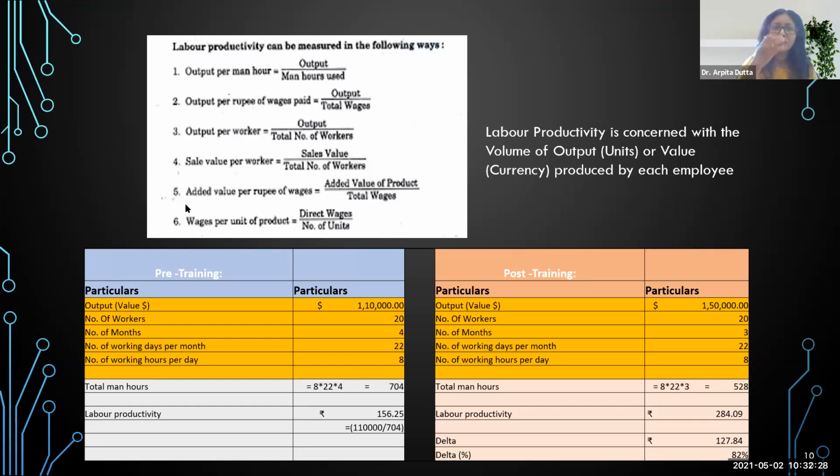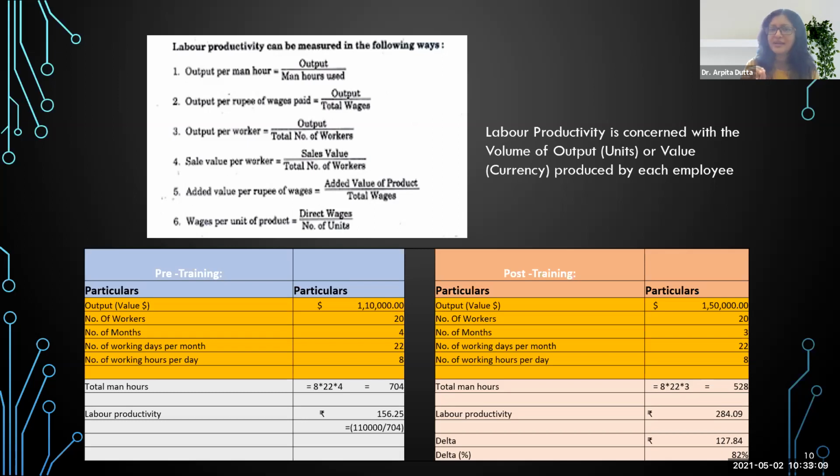So I have an example here, pre-training and post-training. Our training has happened. Now we can take the same example. If you consider two scenarios, pre and post, with the training that we just mentioned, this individual has attained, so now it's been scaled up. You now have 20 workers. So pre-training, these 20 people were able to generate a revenue of $1,10,000, and they achieved this in 4 months. Number of working days per month is 22. Number of working hours per day is 8 hours.